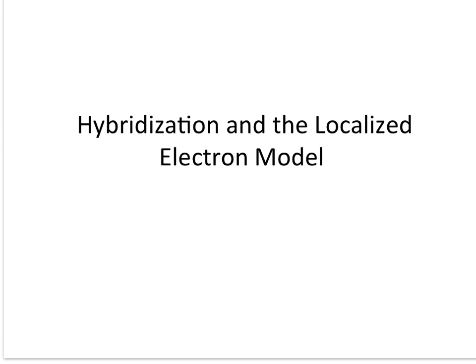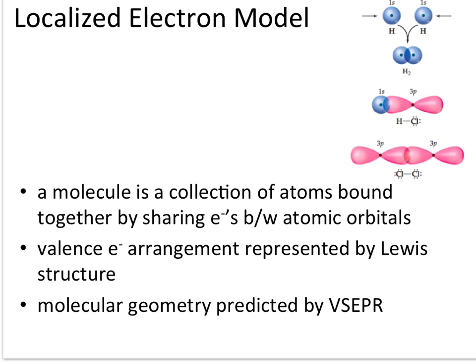So we're going to go ahead and take a look at the hybridized and localized electron models and basically analyze them with respect to molecular shapes that we currently understand based on VSEPR theory. So the localized electron model basically analyzes bonds by looking at the orbital overlap of atoms within a bonded molecule.